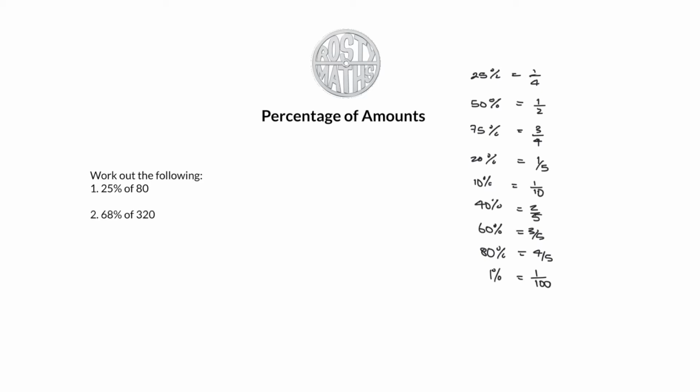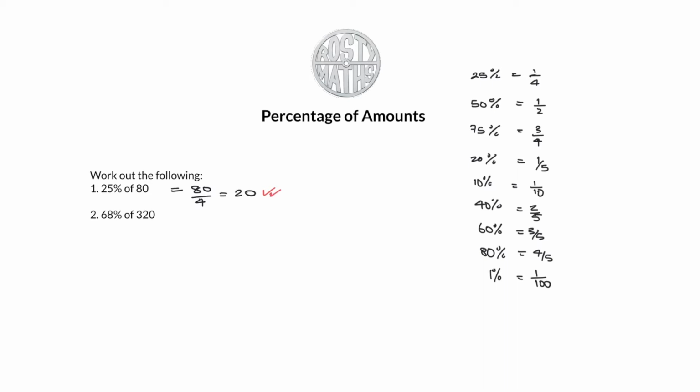So for example, now we're finding a percentage of an amount. And I need to find 25% of 80. There are many ways I can go about doing this. But because I already know that 25% is the same as a quarter, I'm just going to take my 80 and divide it by 4, which gives me 20. And that's the end of this question.